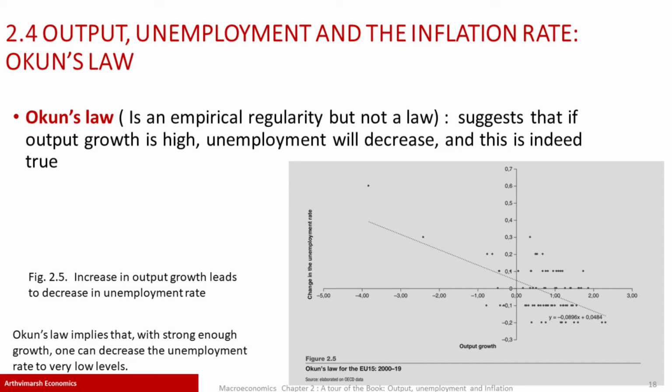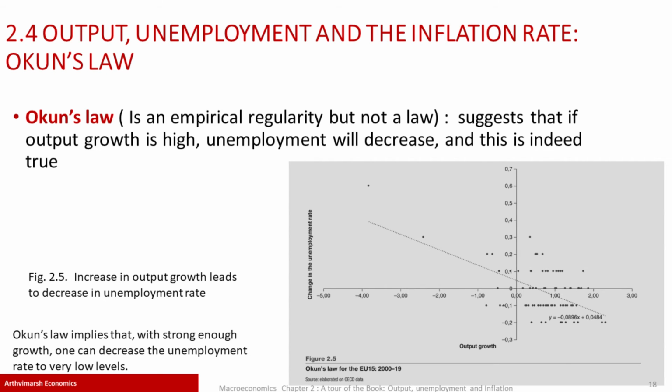So specifically defining, Okun's law implies that with strong enough growth one can decrease the unemployment rate to very low levels, and this figure is summarizing the case for the European Union's 15 countries between the period 2000 to 2019, and you can see that the unemployment rate has been declining with the increase in the growth rate.